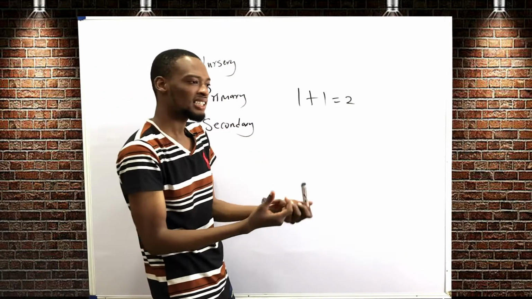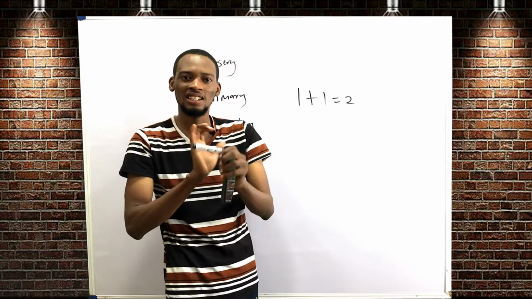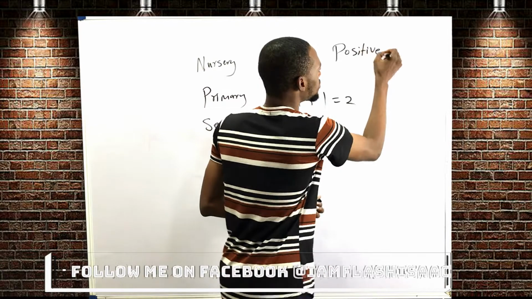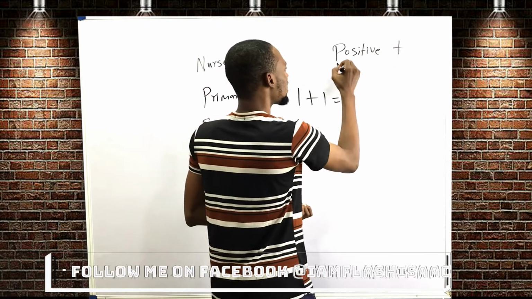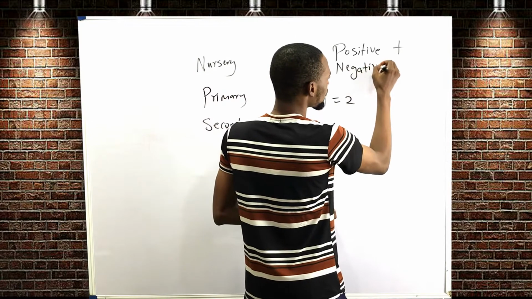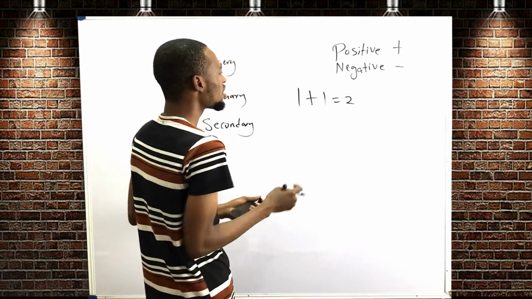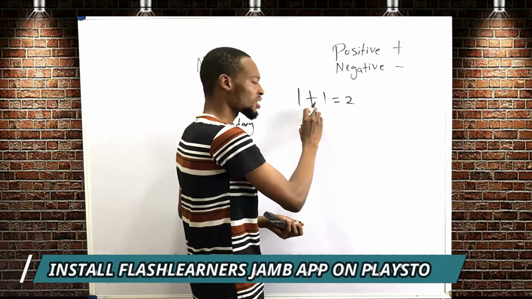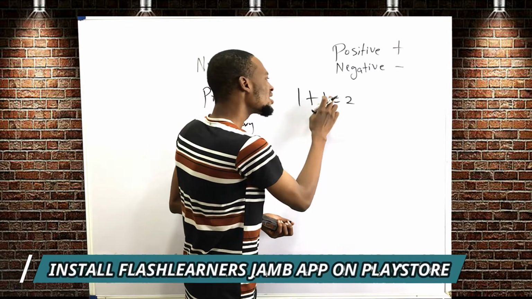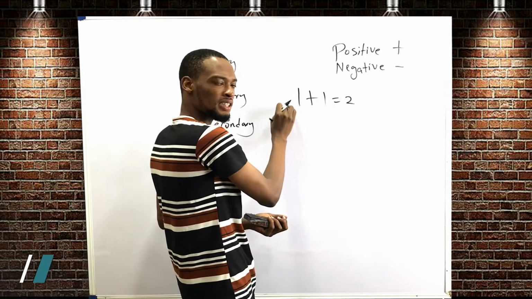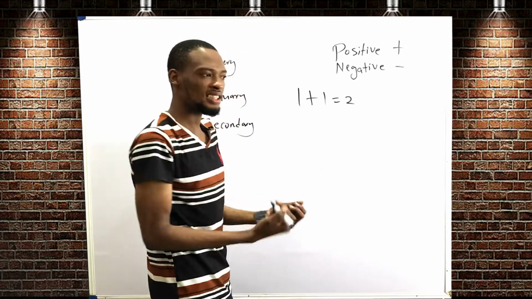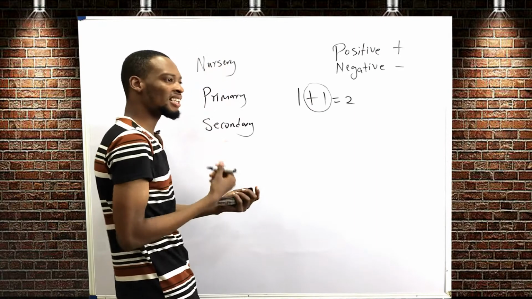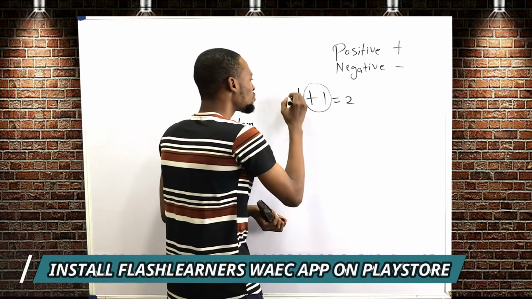Anytime you see a number standing on its own without a sign, assume it to be positive. Positive sign means plus, while negative sign means minus. So now, the sign is affecting the number after it. This plus is affecting this one. It's not this one. So if I say 1 plus 1, this implies that this is plus 1 and this is 1. And since this one is carrying no sign, it's also positive.